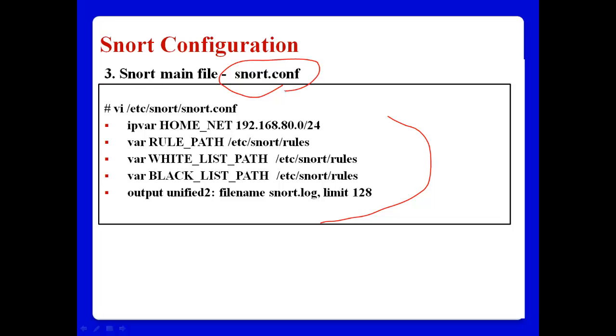If you have completed copying or moving these files and directories, then we need to configure the main configuration file, snort.conf. At first, we need to define which network address is HOME_NET. HOME_NET means the network monitored by Snort. And after that, the null path, the whitelist path, and the blacklist path as well. And the last one is output. So the output file name will be snort.log, with a limit of 128 kilobytes.